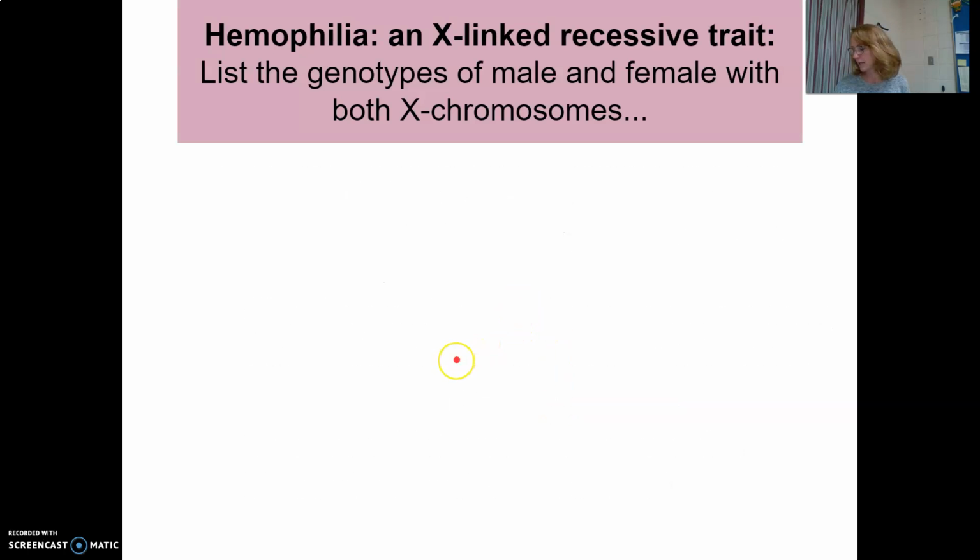So let's just look at an example. Hemophilia is a sex-linked trait. So when you make a Punnett square, first you put the sex chromosome, and then you superscript whatever the allele for that trait is.